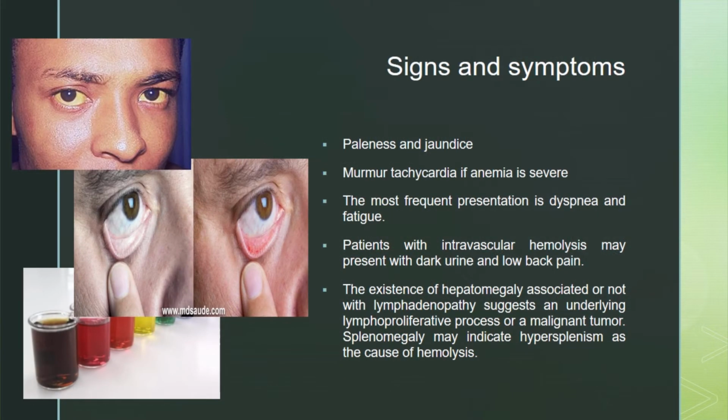Signs and symptoms. Among its signs and symptoms we have paleness and jaundice, murmur, tachycardia. If anemia is severe, the most frequent presentation is dyspnea and fatigue. Patients with intravascular hemolysis may present with dark urine and low back pain. The existence of hepatomegaly, associated or not with lymphadenopathy, may indicate a underlying lymphoproliferative process or a malignant tumor. Splenomegaly may indicate hypersplenism as the cause of hemolysis.